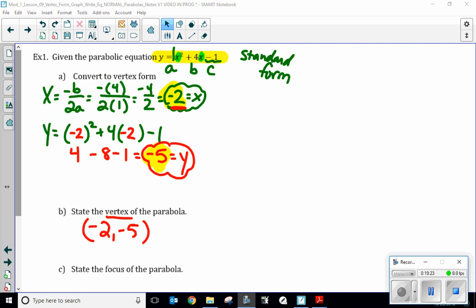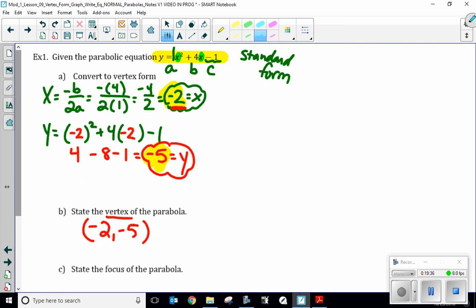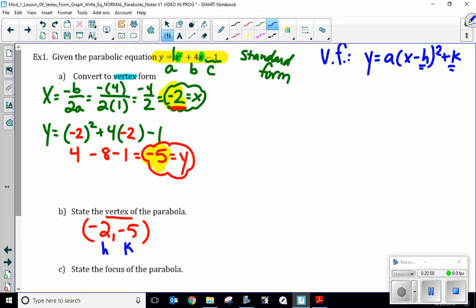Now, once I have the vertex of my parabola, you guys might like this way better. Because how do I come up with vertex form? Let's write that out. Vertex form is y equals a times x minus h squared plus k, where h and k are my vertex. I have those right now. My h is negative 2, and my k is negative 5.